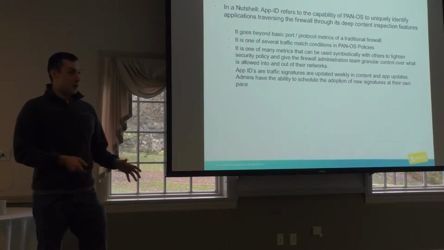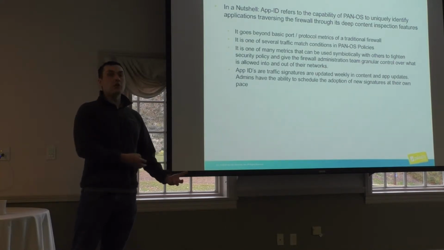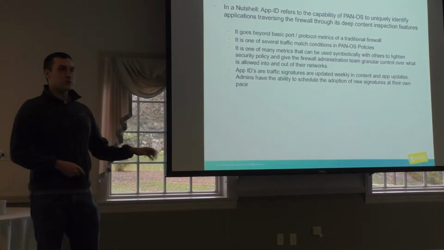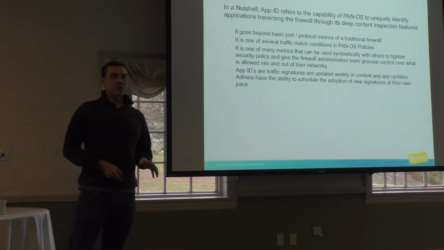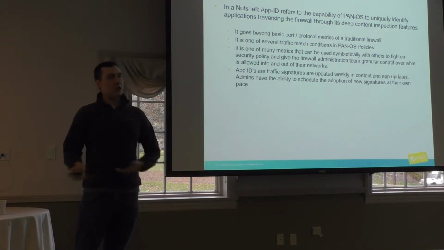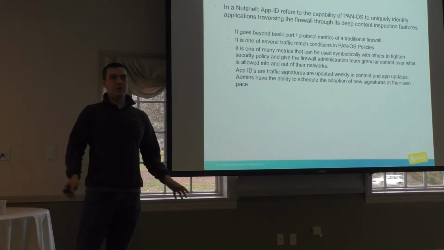Okay? As an administrator, you have the ability to schedule when you want to install the new App ID updates, or you can make sure they have to be a certain age before you can install them. And there's a very good reason for doing that, because when it comes to App ID signatures, okay, remember we're going beyond port and protocol here. So occasionally, vendors will update their application before we update our signature for it. And sometimes that can break things because they don't notify us. Other times there might be a typo or something in the content that we're looking for. Usually whenever that happens, it's fixed within 24 hours.